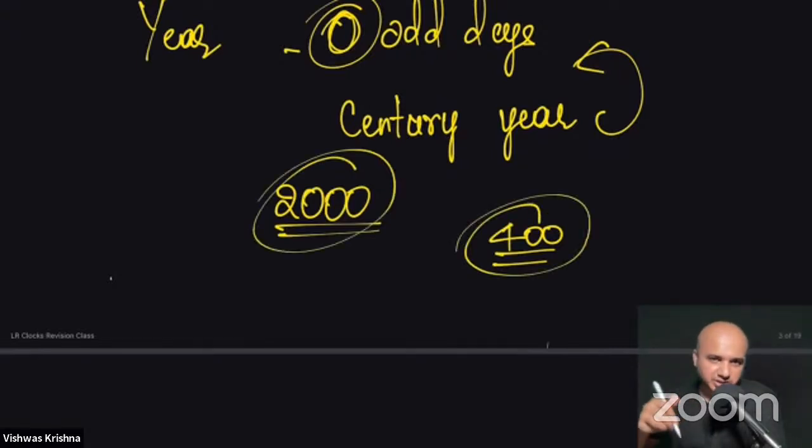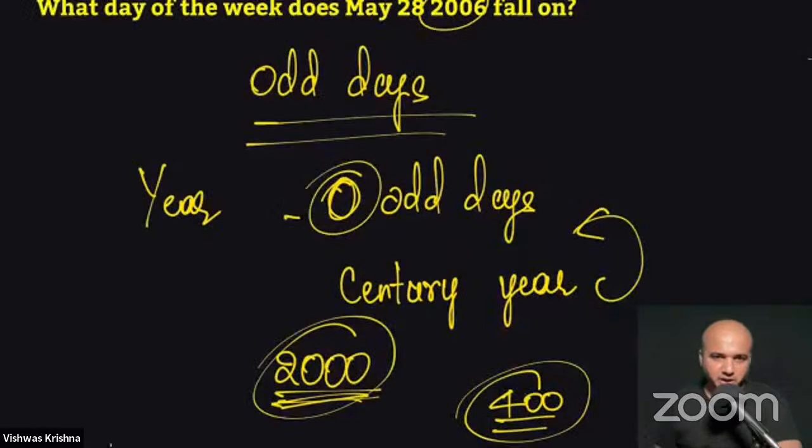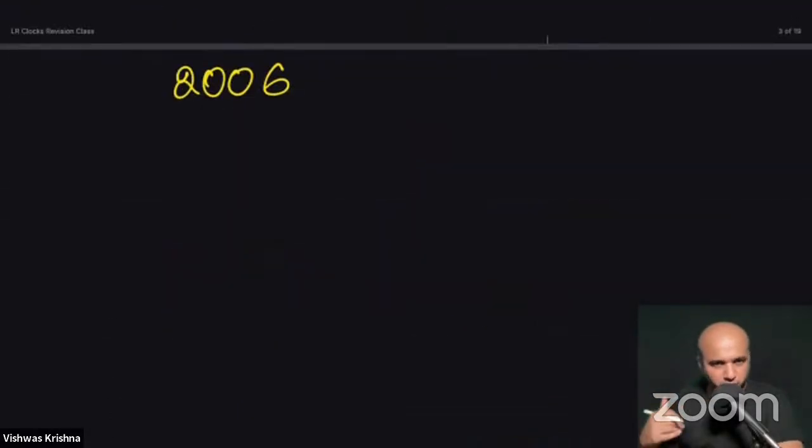Is year 2000 divisible by 400? Obviously yes. 400 times 5 will be nothing but 2000. So therefore we will have to start with this year, which is 2000. Okay, let's start with that. Now we know that it is year 2006, that is the year in question. Now we'll have to count from 2000 to 2006 as to how many odd days will be there at the end of each year.